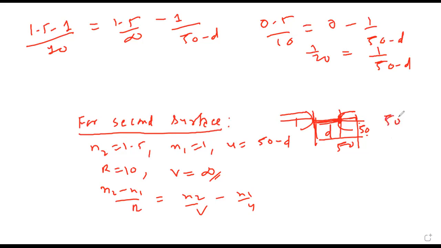So 50 minus d is 20. Therefore, d will become 50 minus 20, 30. Just check, 30 is there? No. So it's some plus-minus mistake I did. They are placed in contact. This is distance d. This object is going from here at 50 centimeter on the right. So from center at 50.